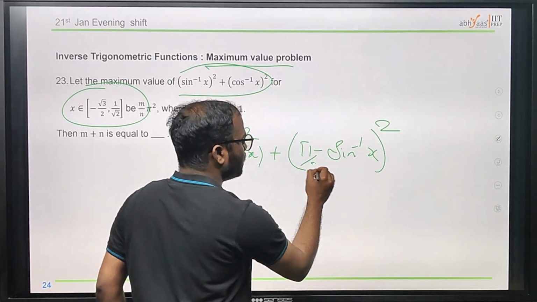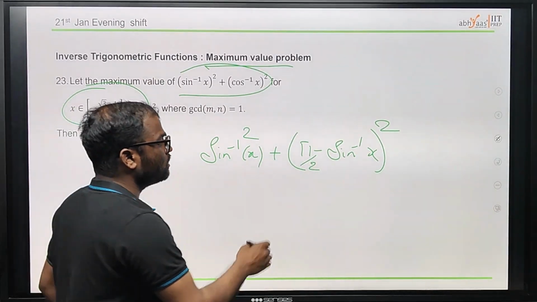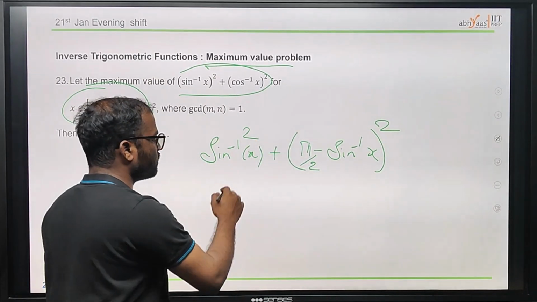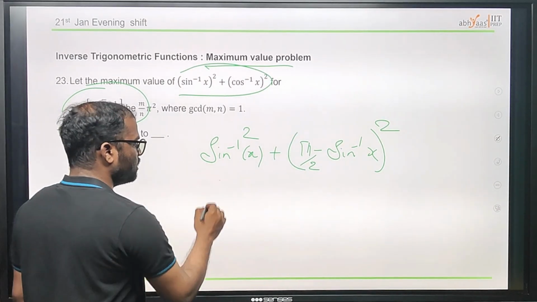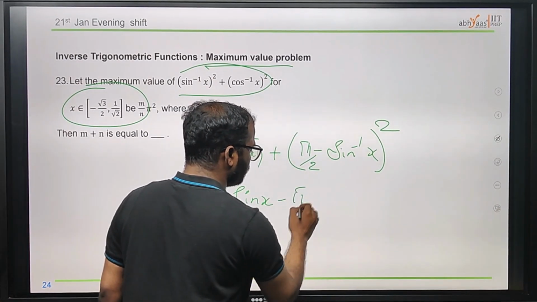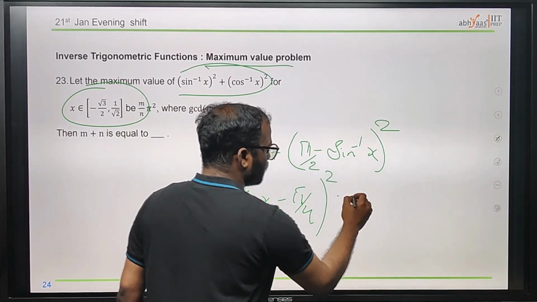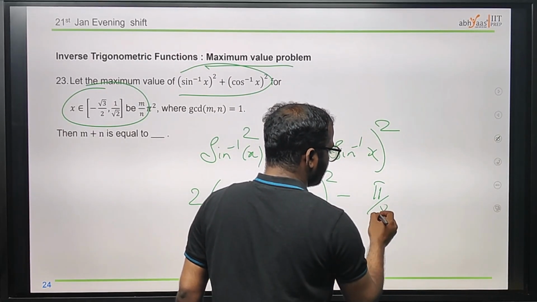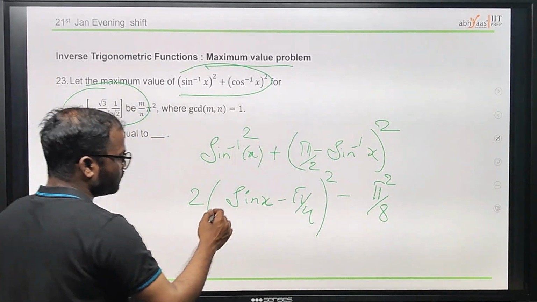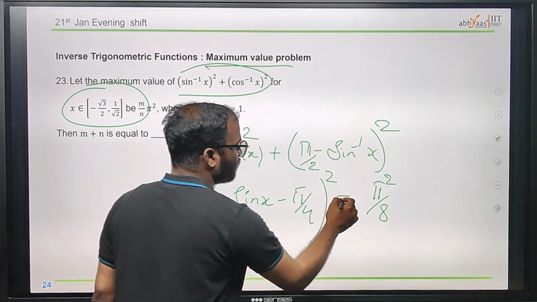We can make it as pi by 2, yes, there is a mistake there. We can make it as pi by 2 minus sine inverse of x whole square. We can convert that into 2 into sine inverse of x minus pi by 4, whole square, minus pi square by 8. Now we got this one.